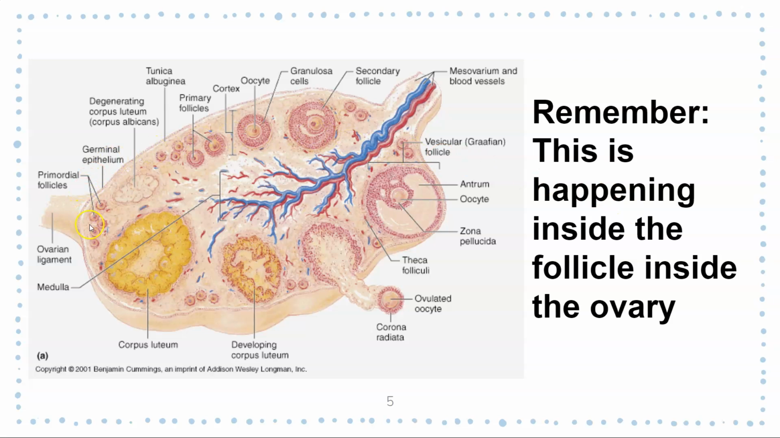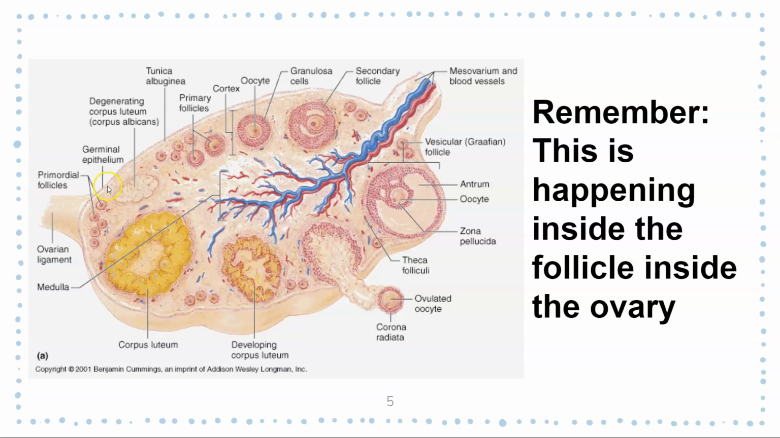So remember, ladies and gentlemen, this is happening inside the follicle, inside the ovary. So over here, this is ovulation. You can see the release of an ovulated oocyte. These are the developing follicles, okay? So here are my primary follicles, my secondary follicles. Your primary follicles start with an oogonium, then we develop into primary oocytes, secondary oocytes as it travels through, and then we release our ovum, okay?